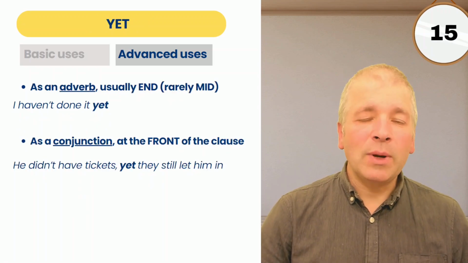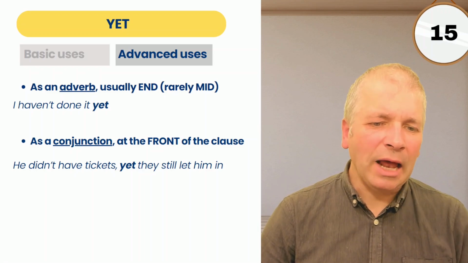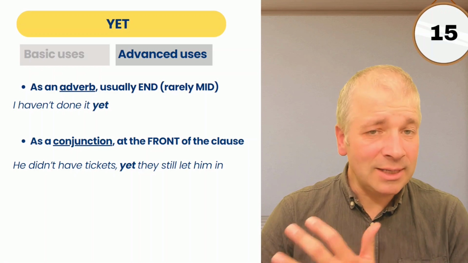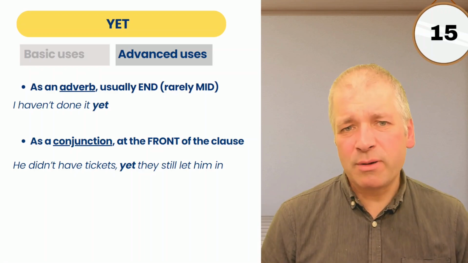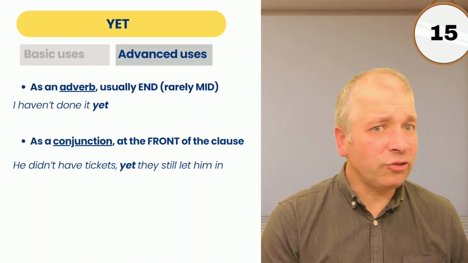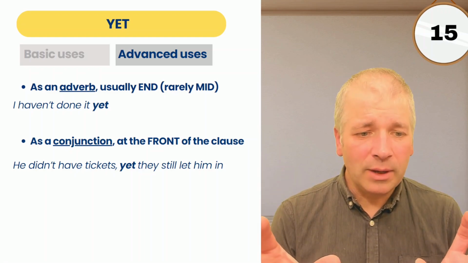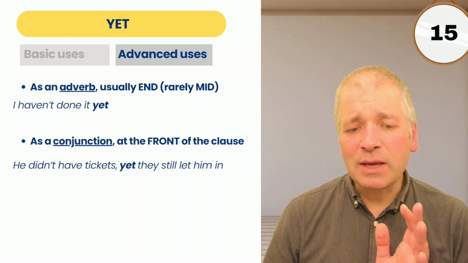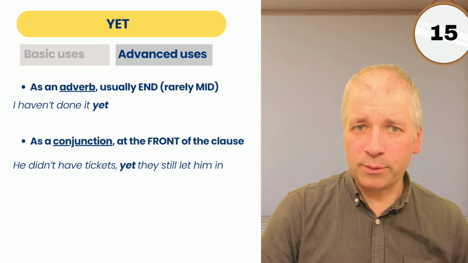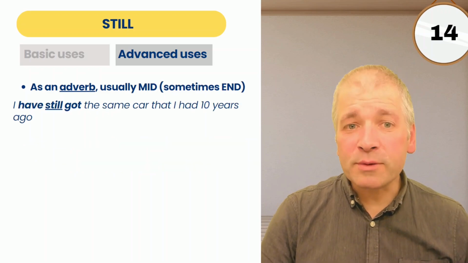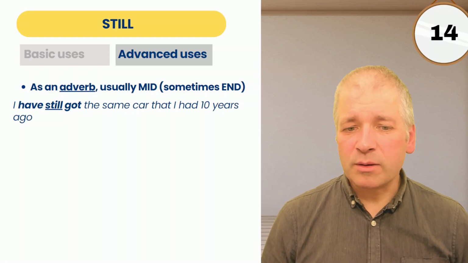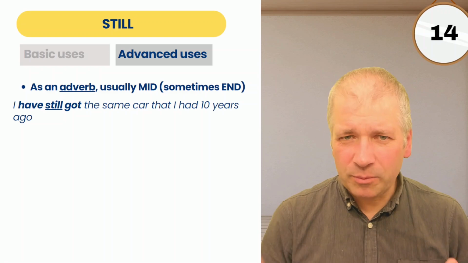With yet, we have a choice because yet can be an adverb where it usually goes in the end position. I haven't done it yet, although on rare occasions some people may place it in the mid position. But it can also be a conjunction linking two clauses together. He didn't have any tickets, yet they still let him in. And here yet goes at the front of the clause it belongs to. With still, it's usually in the mid position. Sometimes it could go at the end position, but usually mid.